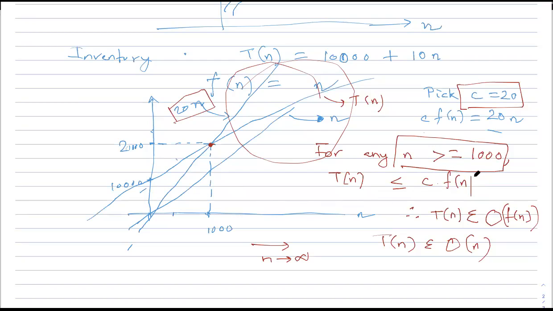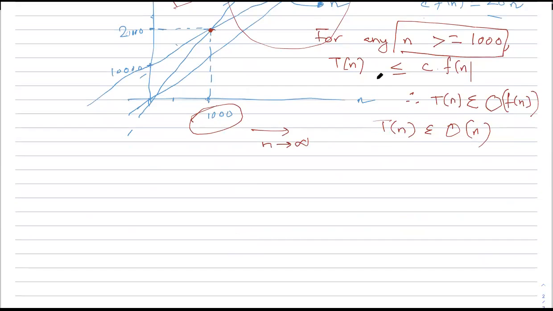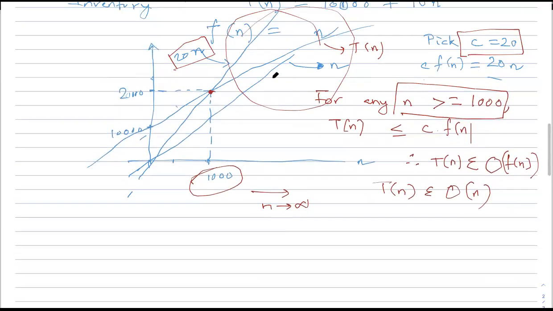C is equal to 20, n is greater than or equal to 1000. So we are reasoning about large n here, right? That's the key here. And we are able to pick any reasonable value of C to establish the point that indeed the T of n is going to be less than or equal to C times f of n for any n that is greater than 1000. And that's great because I care about essentially what happens when n becomes large.